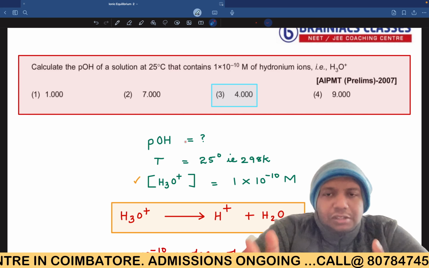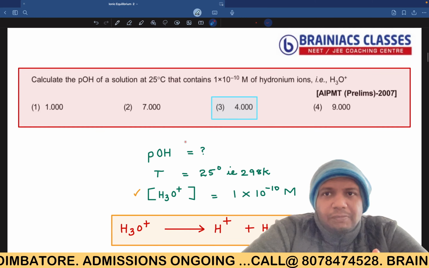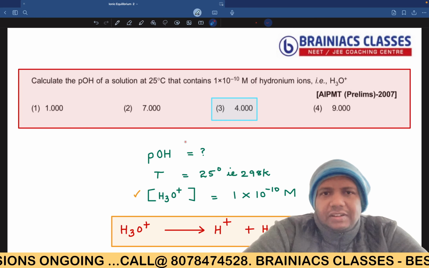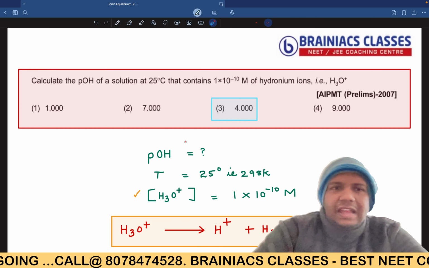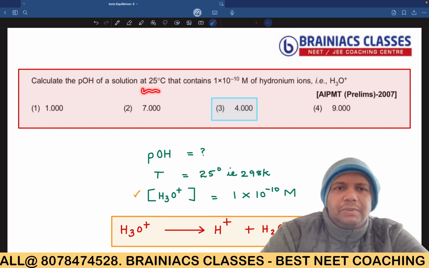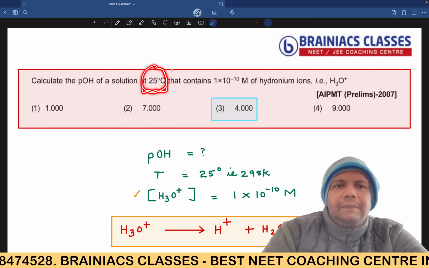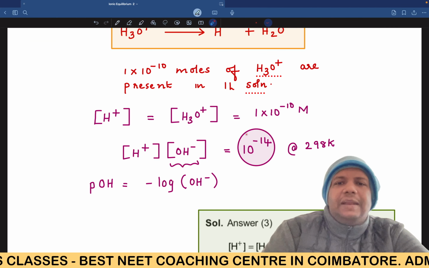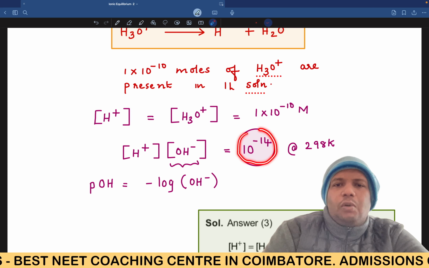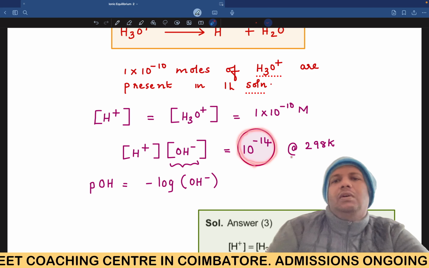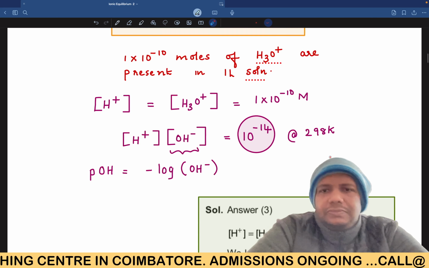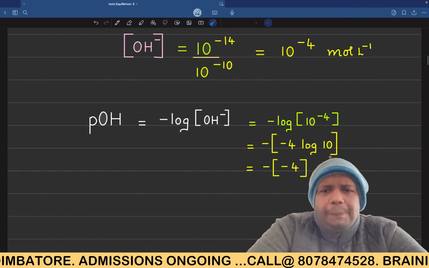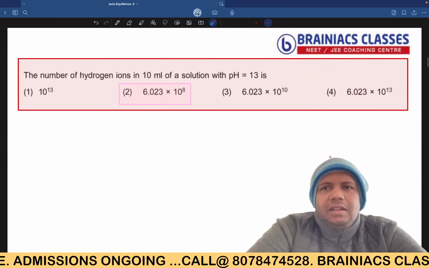So even though H3O plus ion concentration is given, from that we can calculate H plus ion concentration. If you know H plus ion concentration, from that OH minus ion can be calculated if you know the temperature. Because at this particular temperature, the product of these two is 10 power minus 14. This you should know. Very, very important. At 298 Kelvin. I hope this question is clear for you, right? Can we go to the next question?